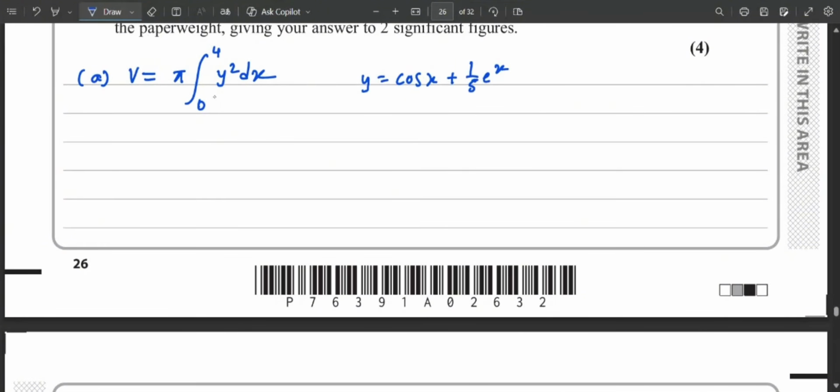Before substituting y in our expression for volume, we can find the expression for y square. So y equals cos x plus 1 by 5 e to the power of x. So y square will be equal to cos x plus 1 by 5 e to the power of x whole square. As both of the terms are added together, squaring them will give us an expanded value, and we need to expand this using the a plus b whole square formula.